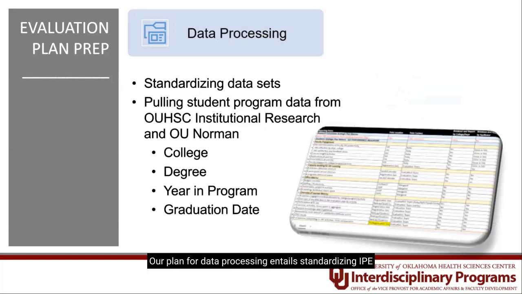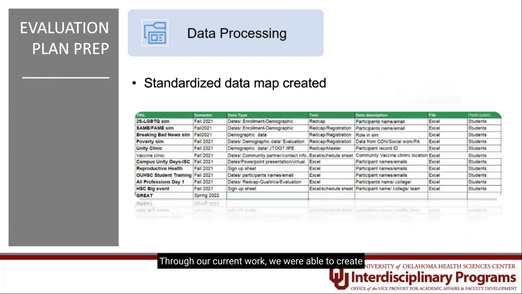Our plan for data processing entails standardizing IPE project data sets, gathering student program data from OUHSC institutional research and OU Norman. Data we seek to process will include student college, degree and year in the program, and date of graduation. Through our current work, we were able to create a standardized data map that includes an overview of all of our IPE projects, project information, dates of activities, data collection tools, and data description.